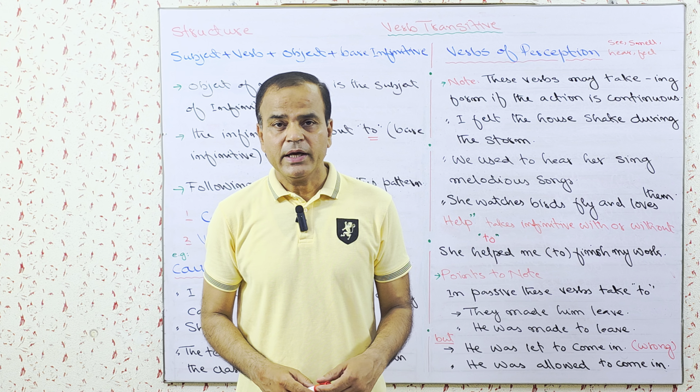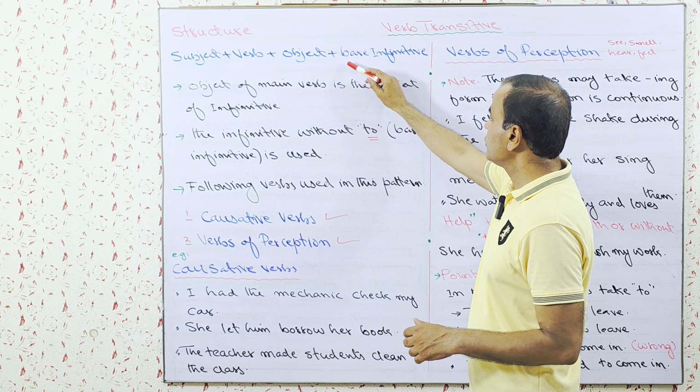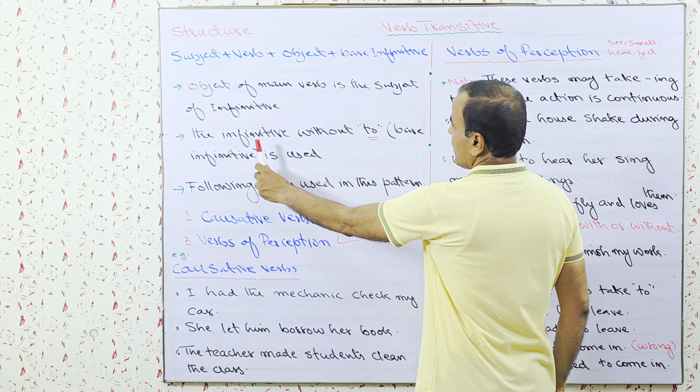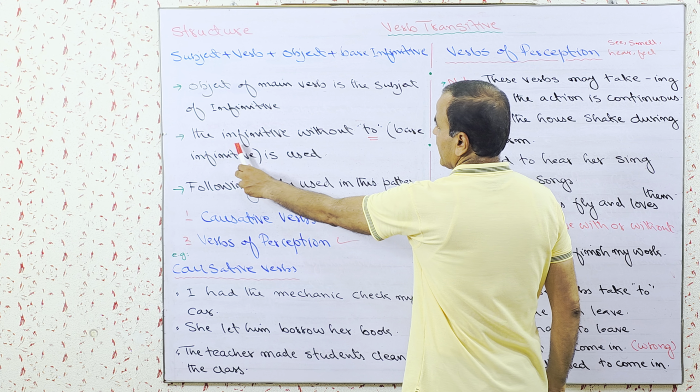Hello again. In this video, we will learn a special structure that is made with the help of a transitive verb. The formation of the sentence is that we use subject first, then we use verb, and this is a transitive verb. I have already written here. After that, we use object, and finally we use bare infinitive. What is bare infinitive? The form of the infinitive without to.